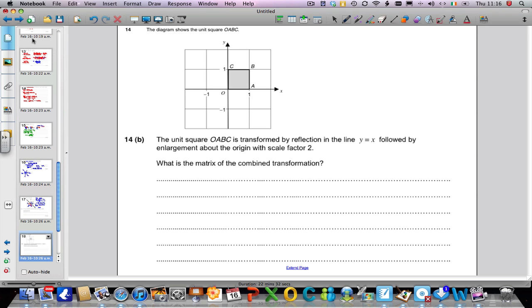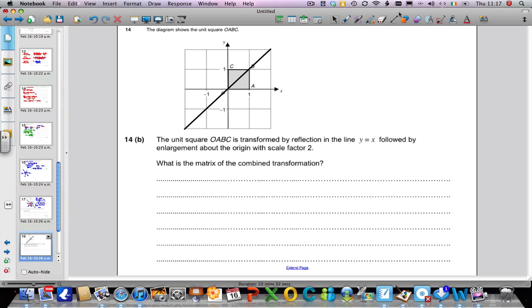Right, so next part, 14b. We're given the unit square again, and we're told that it's transformed by a reflection in the line y equals x, followed by an enlargement about the origin with scale factor 2, and we're asked for the matrix of the combined transformation. Right, so it's been reflected through that line to start.